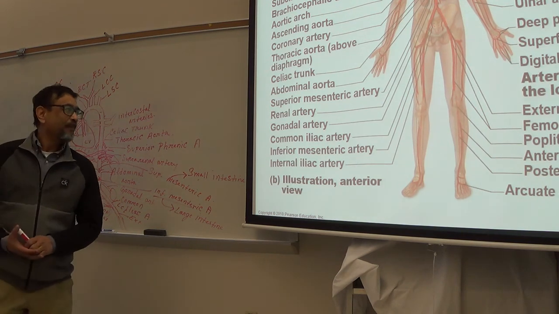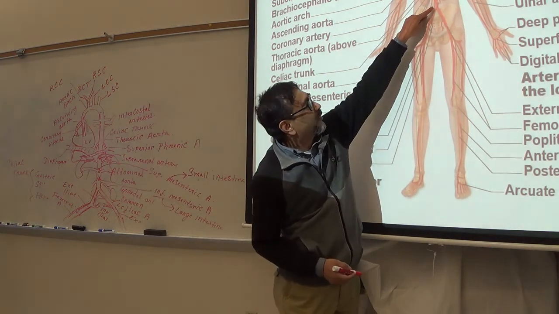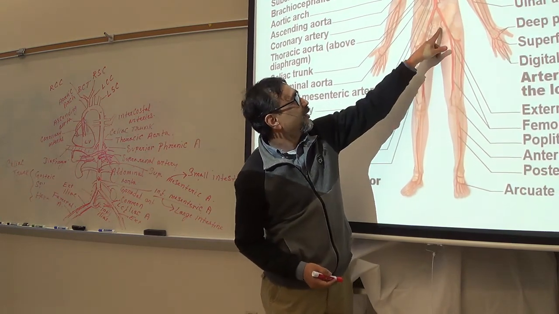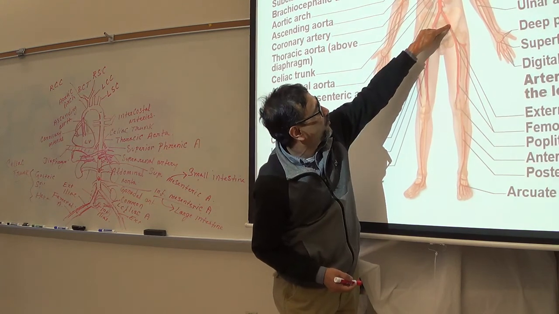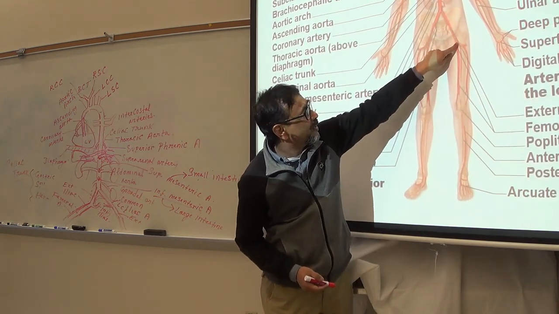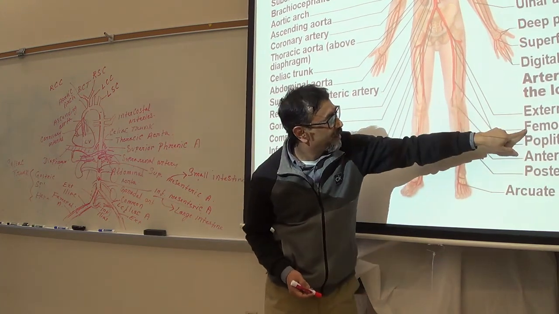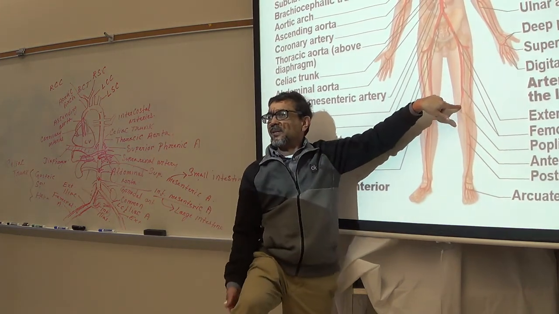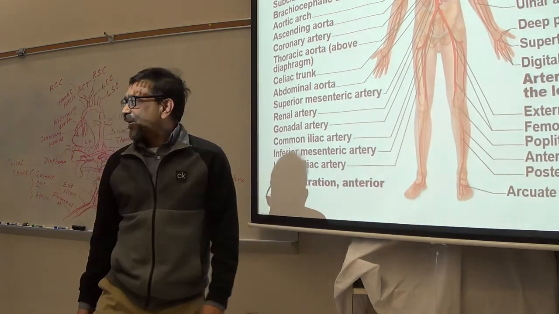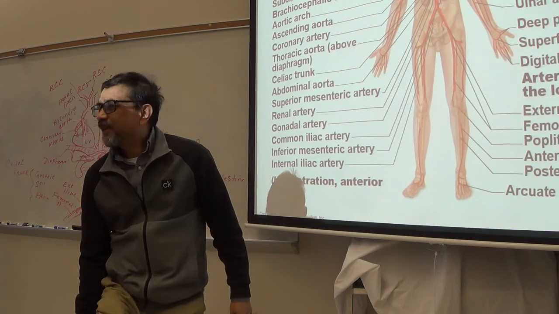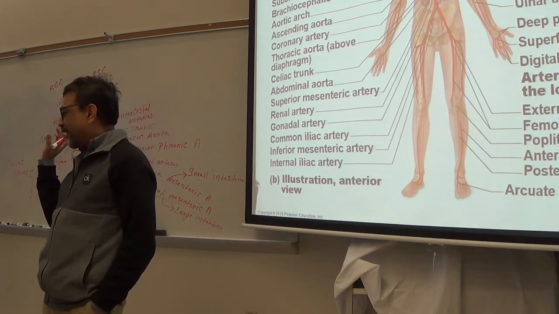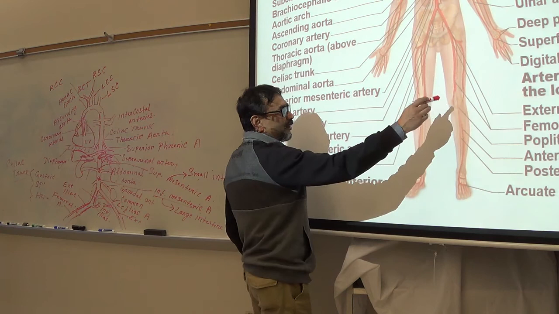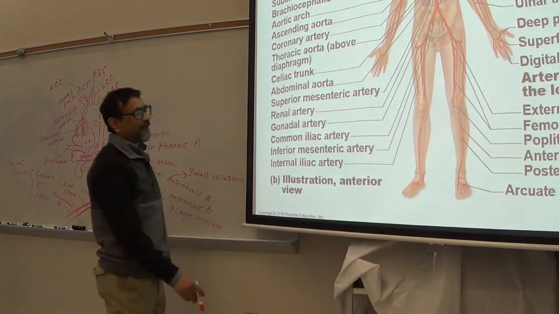Make sense? So you see here, this is the lower end of the abdominal aorta, which divides into two common iliacs. This small one is the internal iliac and this big one is the external. The big one is long, goes to the thigh, and becomes the femoral artery. Then it goes to the back of the knee. Which area is this? Popliteal area, remember that? So now the name is popliteal artery. And then it divides into tibial and fibular. Tibial becomes anterior and posterior, and one fibular.